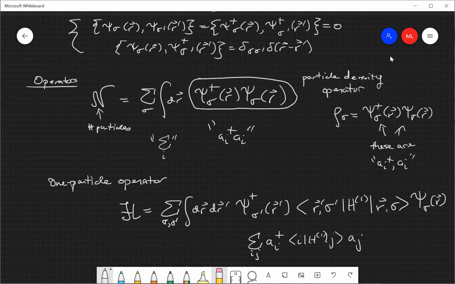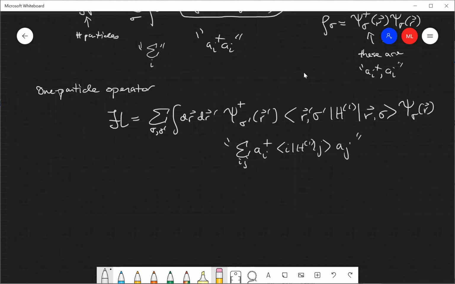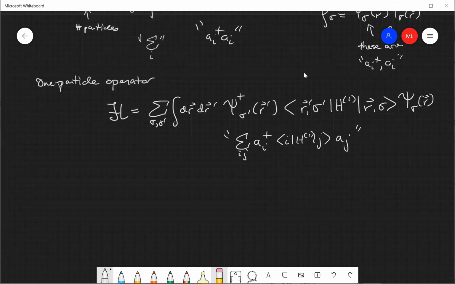This is the equivalent to that, except you have a continuous variable now, the coordinates, so you have to integrate over that instead of sum, but otherwise it's exactly the same. So that's the general form of the one-body operator.